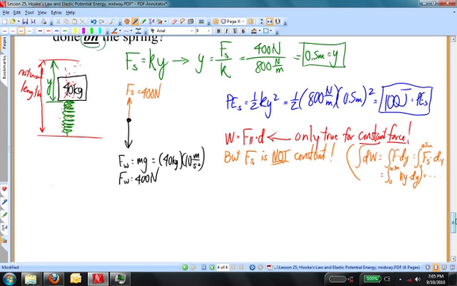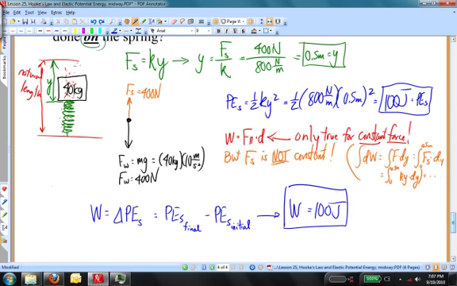That change in the elastic potential energy is equal to the final elastic potential energy minus the initial elastic potential energy. The initial potential energy was 0 because the spring wasn't compressed. The final was 100 joules because that's how much we calculated in the earlier part. So the work that's done is equal in magnitude to the amount of energy that's stored in the spring, 100 joules.